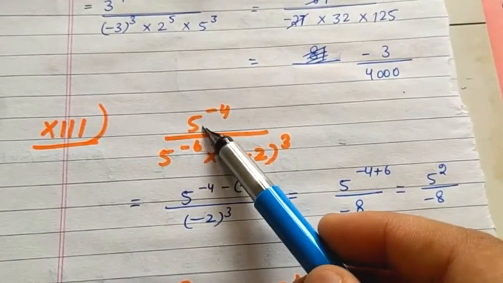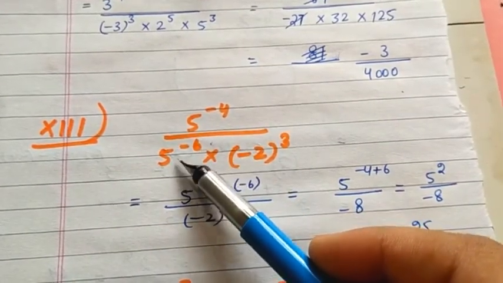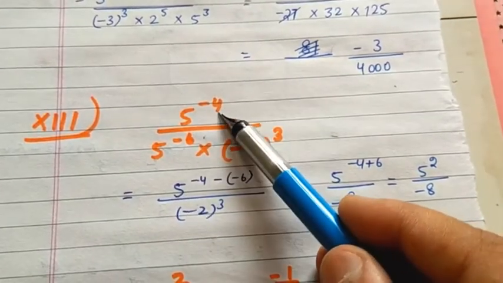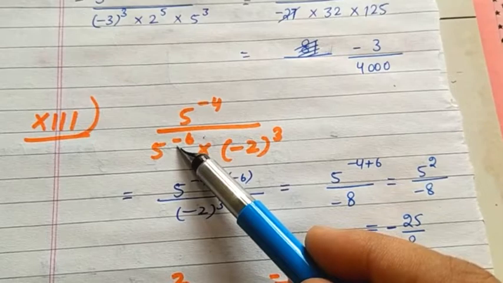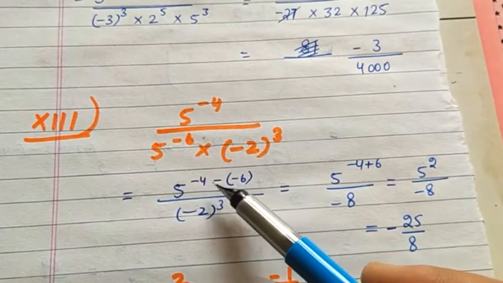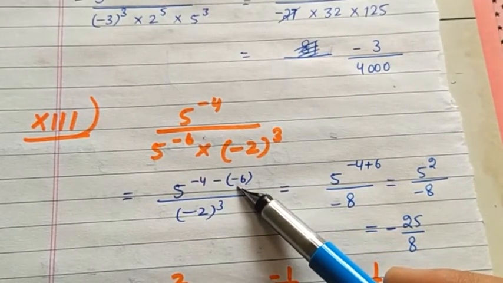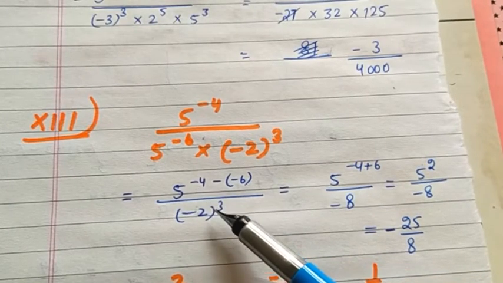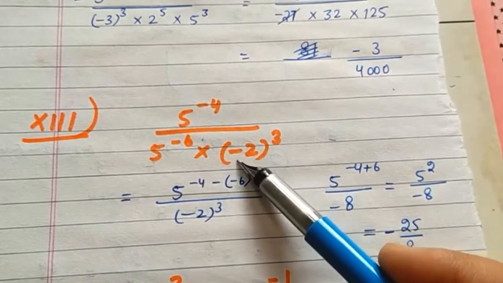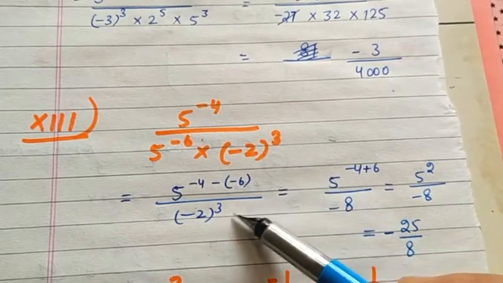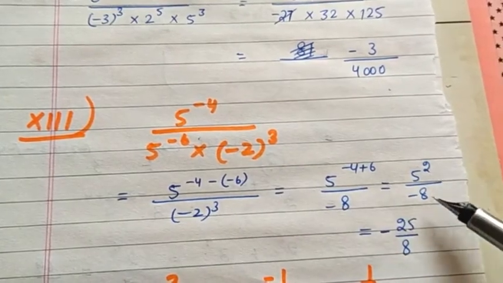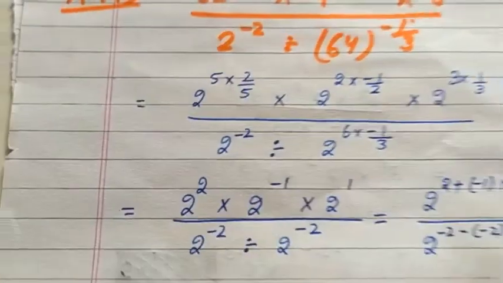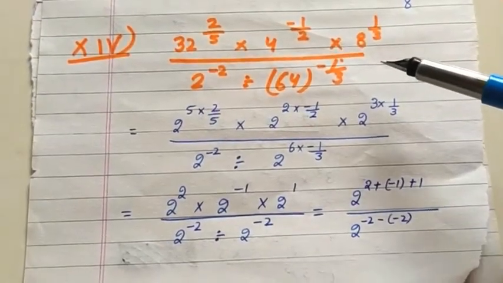Here we see we have the same base 5, so these can be written as a power of 5 only. The power of 5 will be written as -4 minus of -6. Why we are subtracting -6 from this, you can all understand it yourself. Okay, so -2 to the power of 3 comes out to be -8, and on solving this we get -25 upon 8. Moving on to the next part.